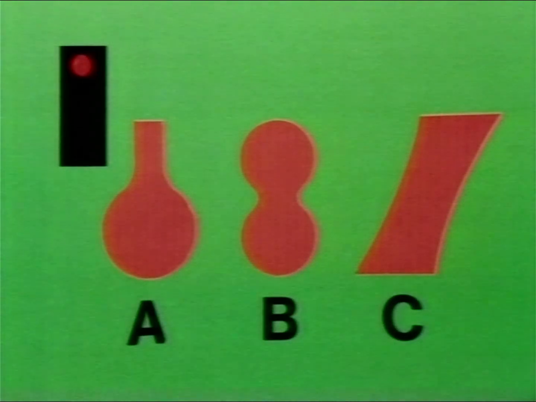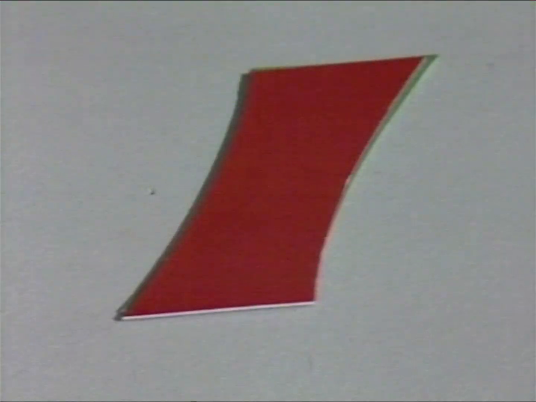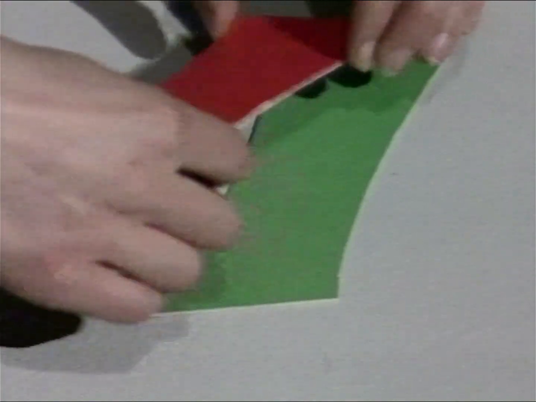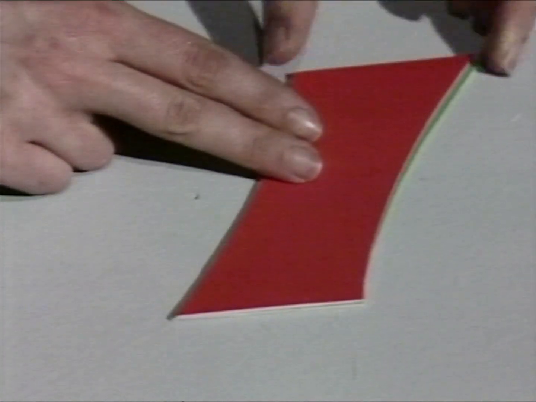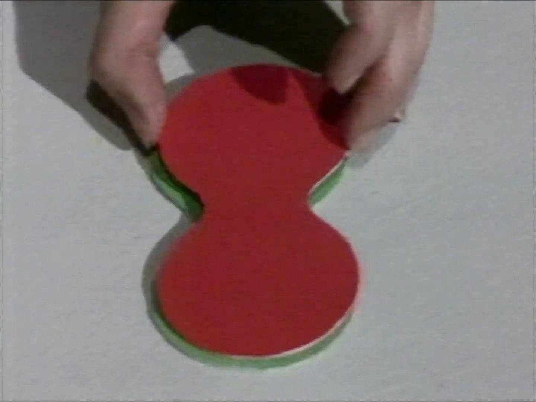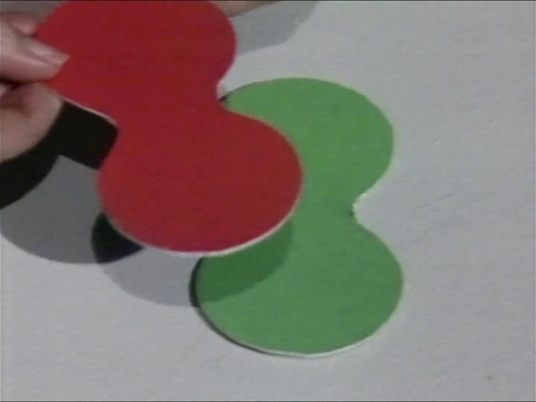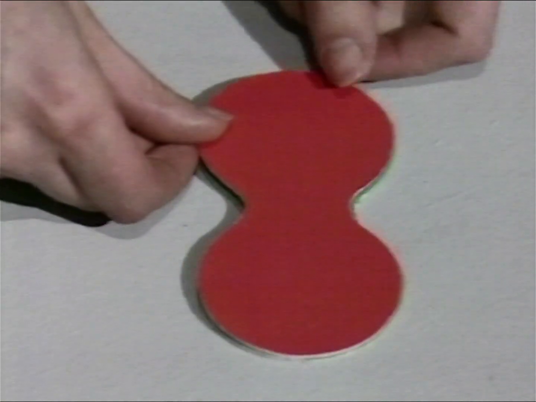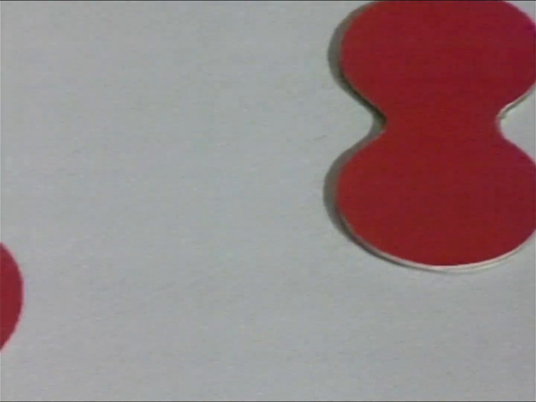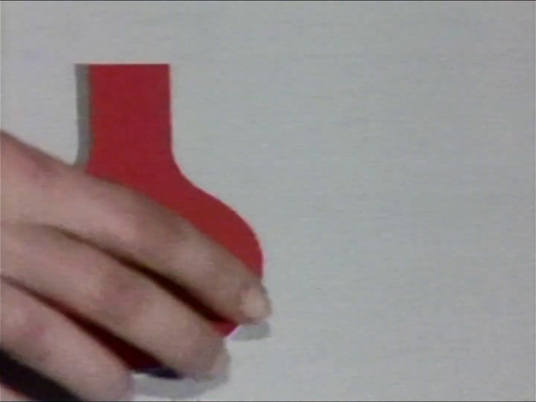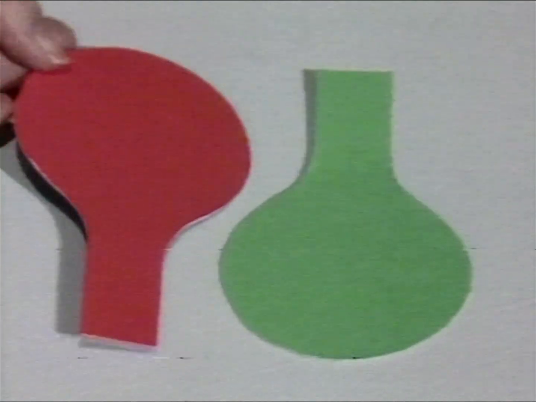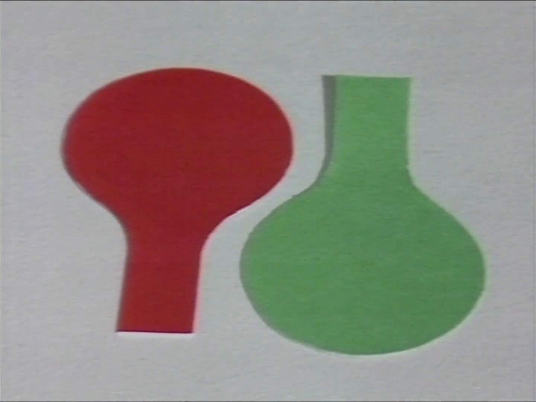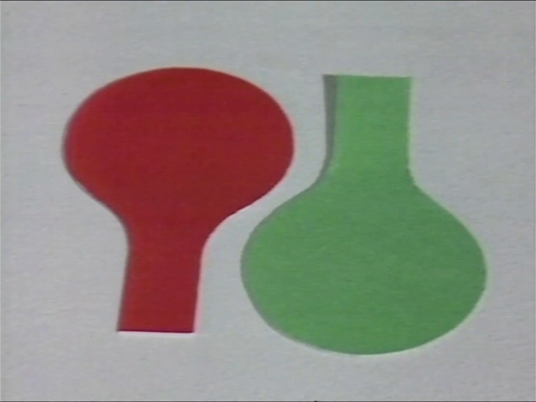And the answer is A. Shape C looks the same if I give it a half turn. And so does shape B. But shape A doesn't look the same. So the answer is A.